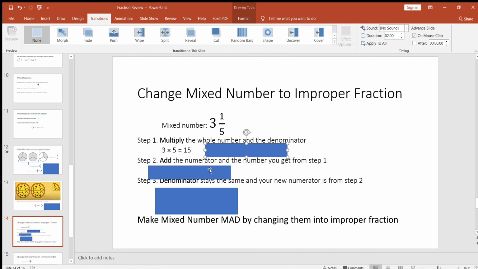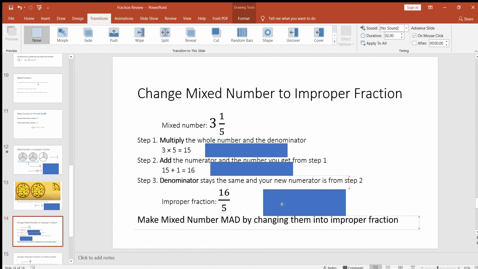Second step, add the numerator and the number you got from step 1, which was 15. So we get 15 plus 1 is equal to 16. Step 3, the denominator stays the same, but your new numerator is from step 2. So our new improper fraction is 16 over 5.